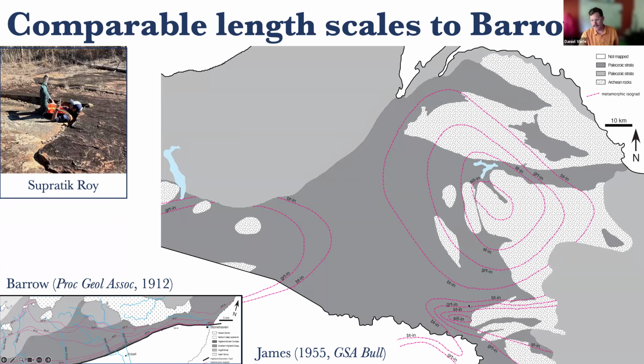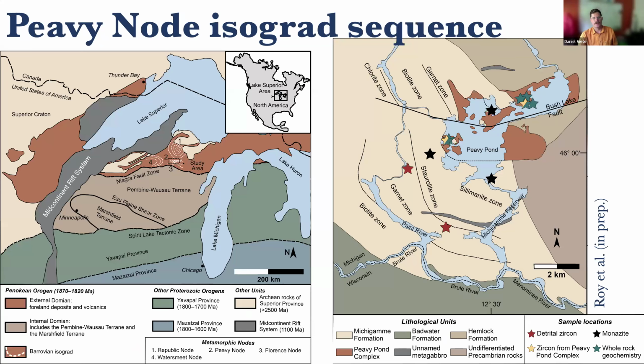Now, I just want to point out that the isograd set in the PV node is similar in spacing and overall scale to the classic Barrovian sequence. So these two maps are put in at the same scale, and you can see that the length scales of metamorphism are comparable. All right, so the PV node isograd sequence is located down here in association with these more compressed isograds, and this is the regional map here. The sillimanite isograd fell off, but it runs like this.